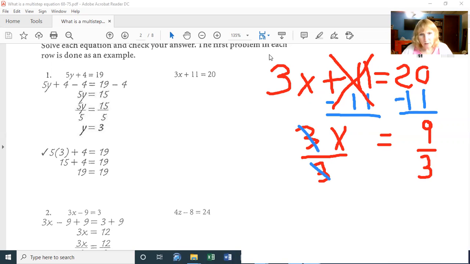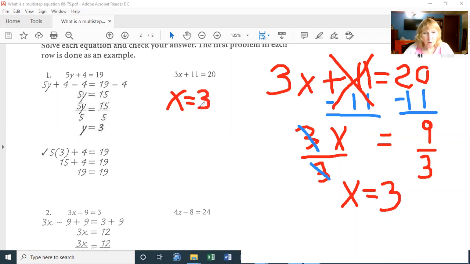So now on my left side, I have x by itself equals, and then I just finish the math on the right side. 9 divided by 3 equals 3. So I have solved my equation. The x in this equation is equal to 3. So that's how you're going to do all of these.